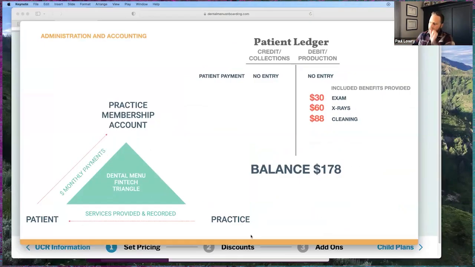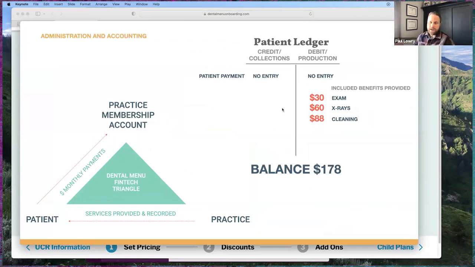So what happens is you walk the patient out. The patient portion is zero, just like it is with any other insurance company. They don't owe anything, but somebody's got to pay for these services. You're not going to file a claim to an insurance company. The patient's not going to pay for it.